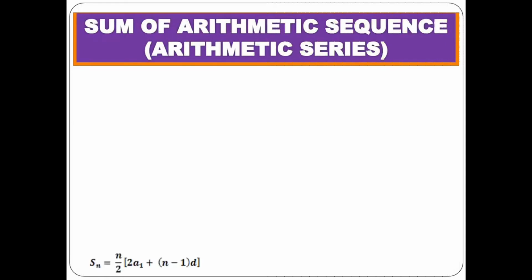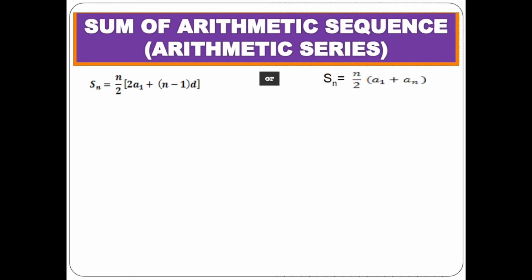To find the sum of an arithmetic sequence, we can use the formula S of n is equal to n over 2 times the quantity of twice the first term plus the quantity of n minus 1 times the common difference. This is commonly used when the last term is not given.